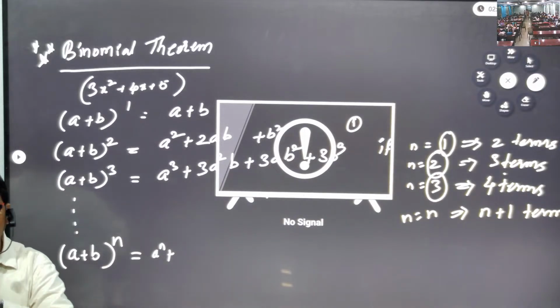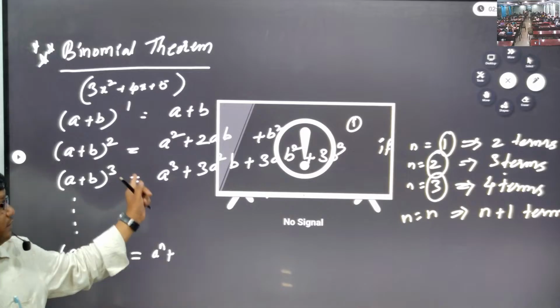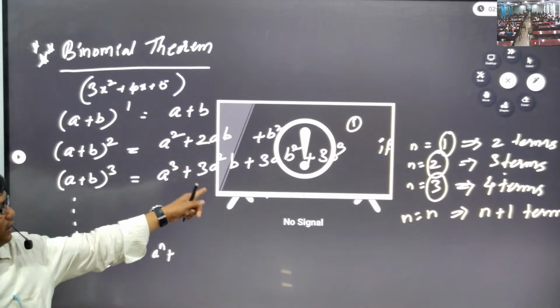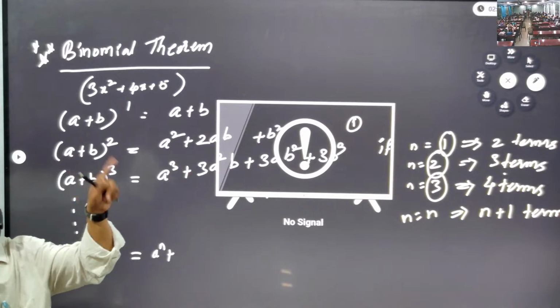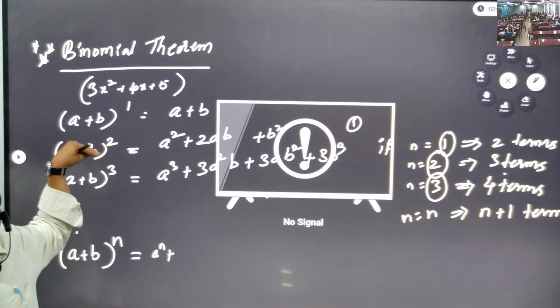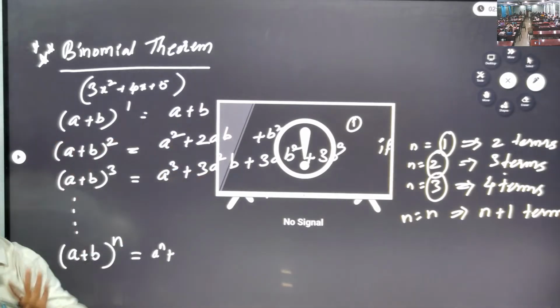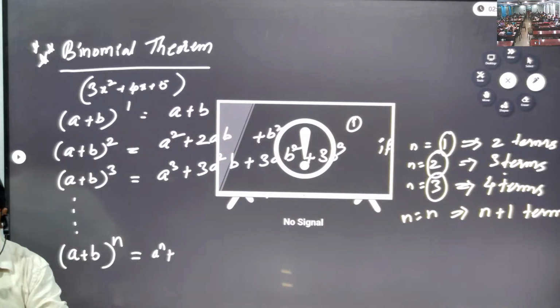How is your a value changing from one term to the other term? First you have a cube, next 3a square, next 3a power 1, next a power 0, right? So how is a changing from left side to right side? Decreasing or increasing? Decreasing. Check with your b value.